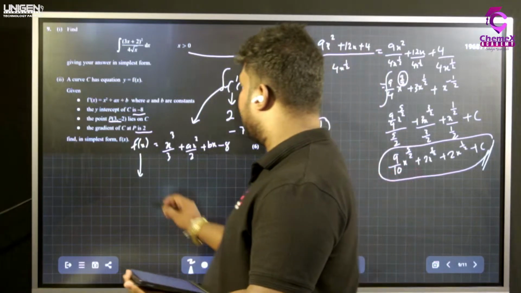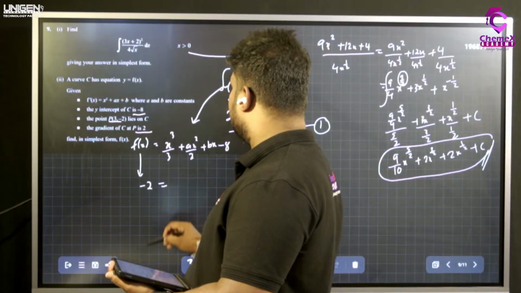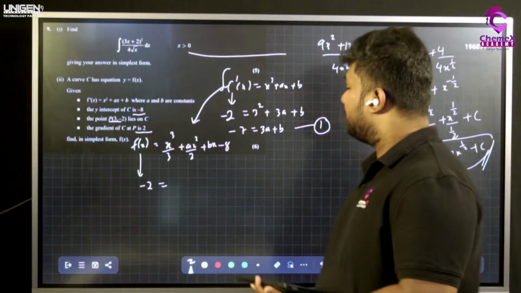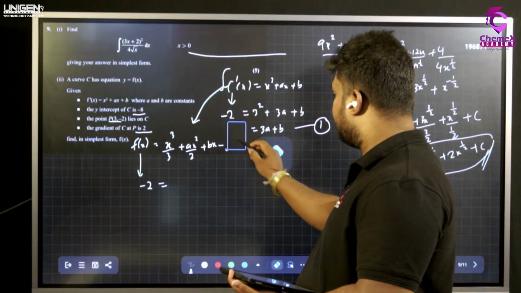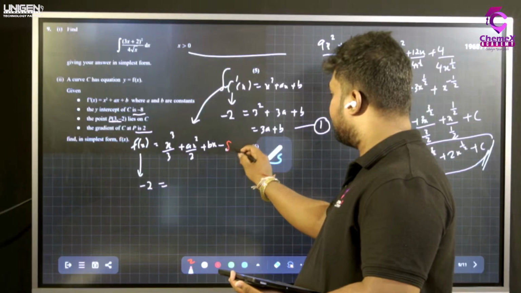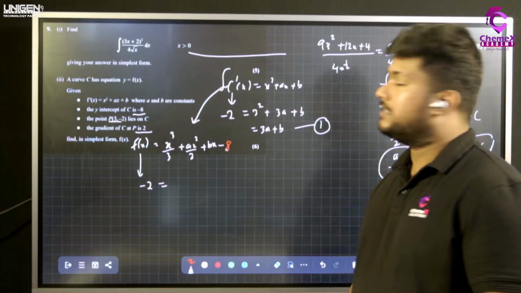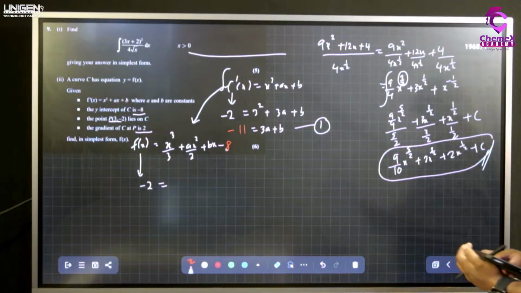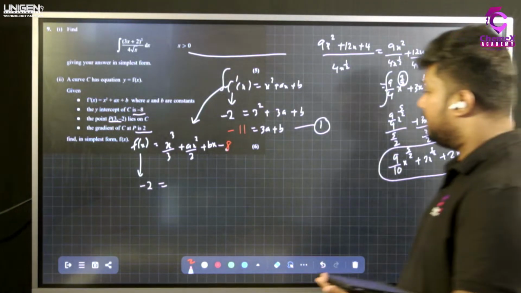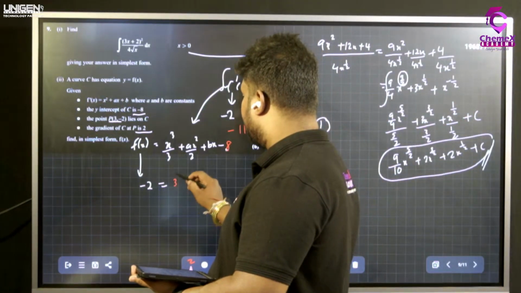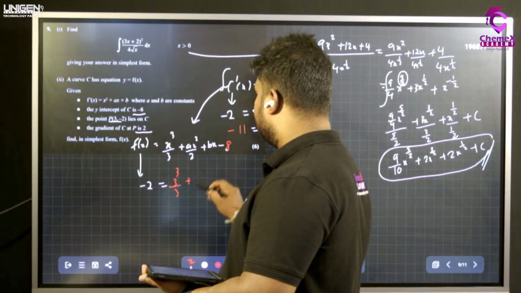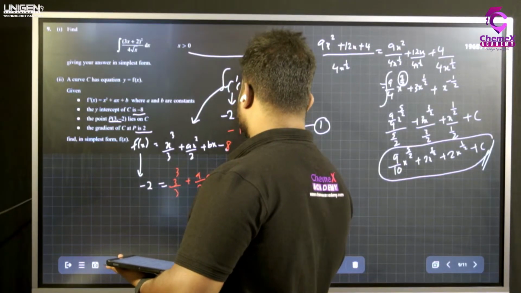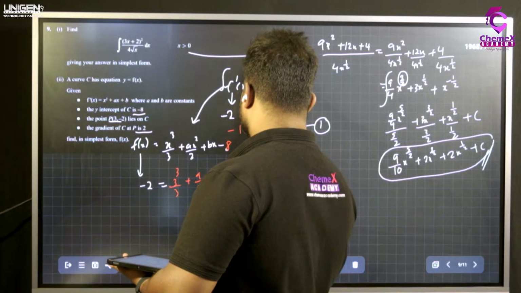So you can write minus 2 is equal to... this is minus 2, right? Minus 2 minus 9 is how much? I made a mistake here. Minus 2 minus 9 is minus 11. Okay, then this is equal to 3 to the power 3 over 3 plus 3 squared, 9 over 2a, plus 3b minus 8.